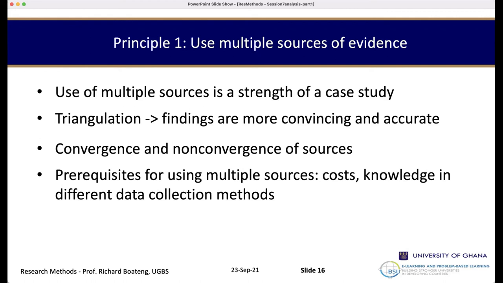When you are collecting your data, you are presenting your data in your work. Don't let it come from only one perspective. Use diverse perspectives. Use diverse respondents so that you can triangulate from different people and make your arguments more convincing and accurate. And sometimes you may realize that there's convergence and non-convergence. People will support each other, while others will have viewpoints that are not aligned. Know how to categorize them so that you can understand what is going on.